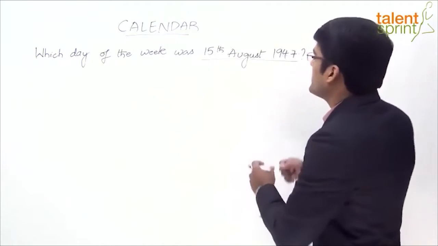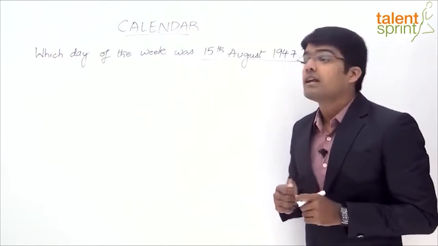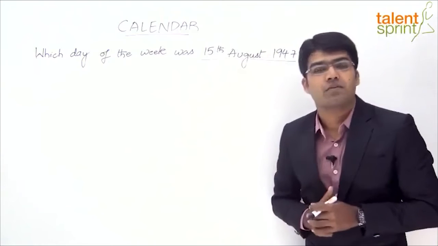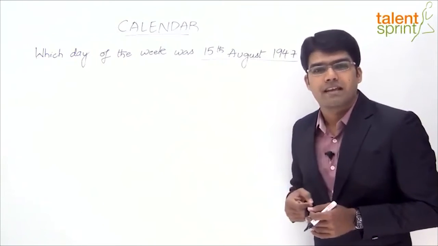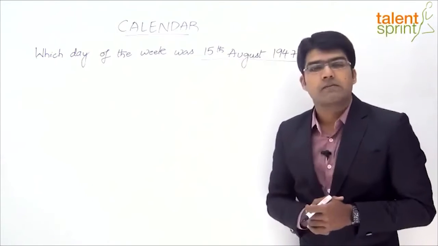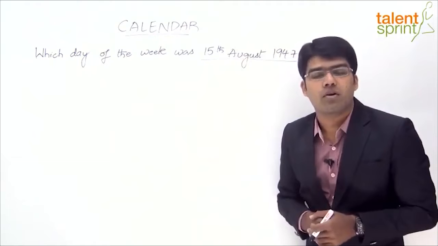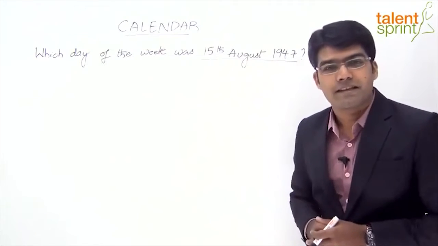Now what we are going to do here is find out the number of odd days from the 0th day up to 15th August 1947. As you know, the 0th day was a Sunday, as we have discussed earlier, right? So from that day up to 15th August 1947, we need to calculate the number of odd days, and that will help us in finding out the day of the week for this date.